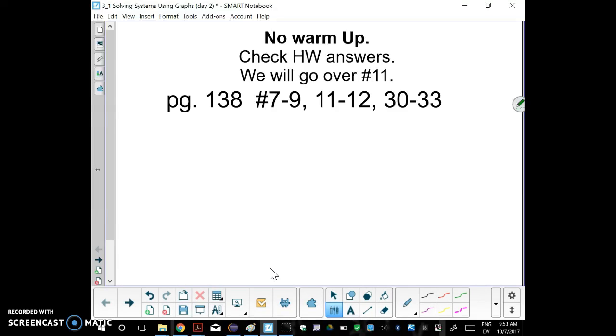Just a quick note, this was a homework assignment from yesterday, so if you want to check the odds in the back, ask a neighbor, ask the sub if there's any of these that don't make sense to you. And then once you have everything checked and okay, you can turn it into the basket.